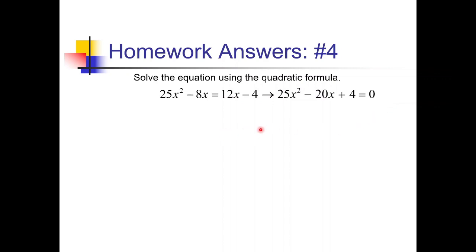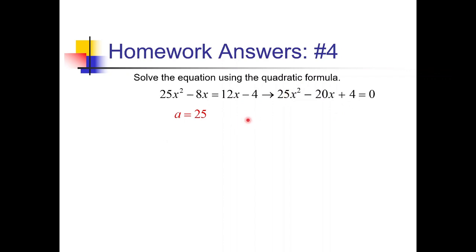Now, it's always worth checking before you do this to see if you can divide by a constant and make it a little bit simpler. It doesn't look like there's one that'll give us nice whole numbers, so we'll just go ahead to the formula. And here is that formula. Well, actually, let's get the a values and b values and c values first. So 25 for our a value.